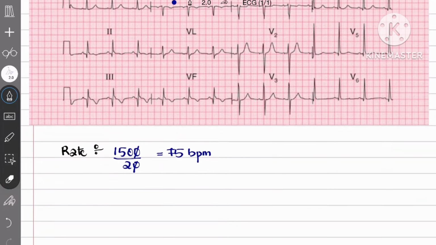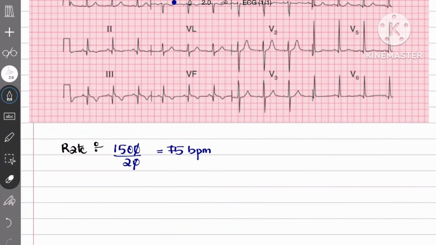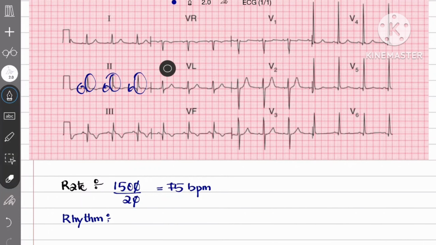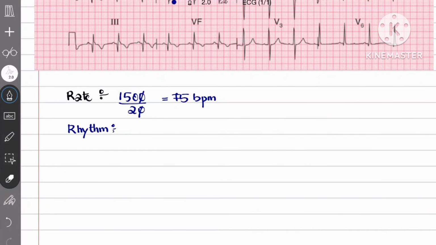Next we see the rhythm of the ECG. Is it regular or not? Of course, we see a P wave following every QRS complex, P wave, QRS complex, P wave, QRS complex. So we can say that the rhythm is regular.